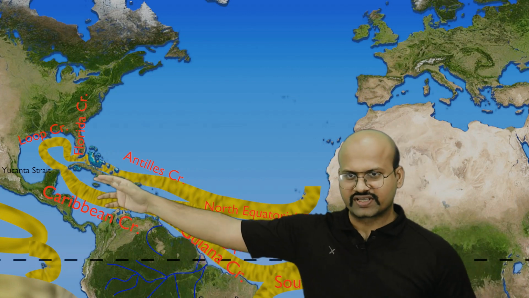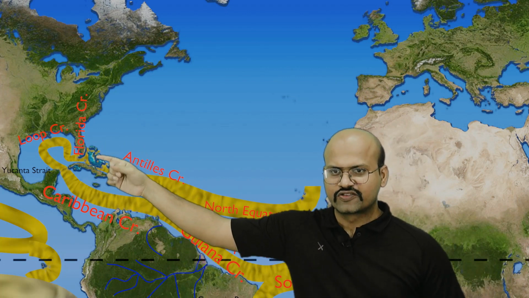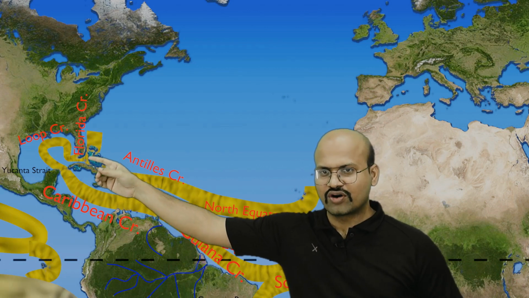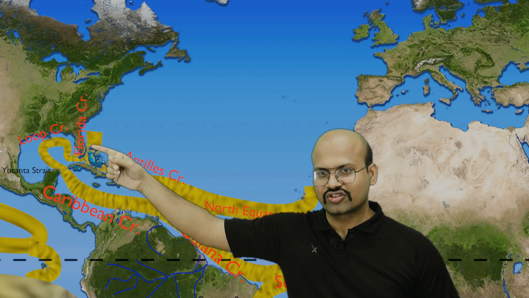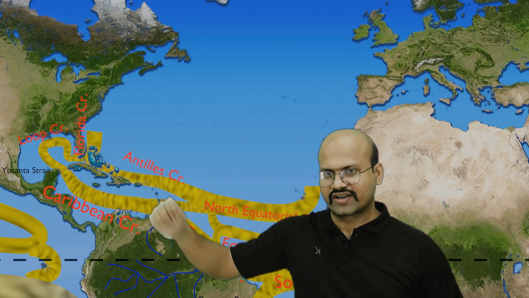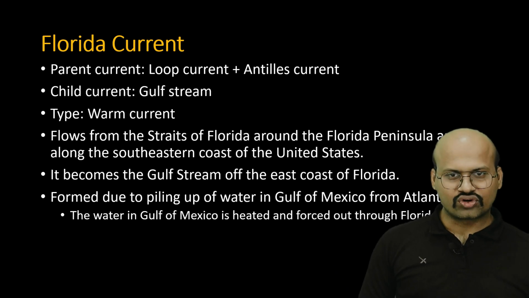Now both of these currents, the loop current and Antilles current, combine to form the Florida current. This Florida current flows from south of the Florida peninsula, from this Florida Strait, and it moves along the coastal regions of Florida. Here is again the summary. You can read this and take note of all these points.